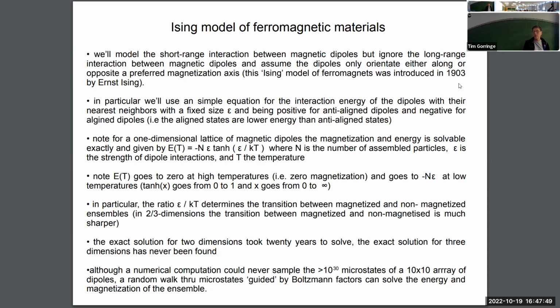It's a famous model. It goes back to Ernst Ising and the beginning of the last century. So it's an old model. And it was really the first microscopic model of ferromagnetic materials. And in the model, it says that ferromagnetic material is made of little particles that are magnetic dipoles, and those particles interact with one another, but specifically they just interact with their nearest neighbors.